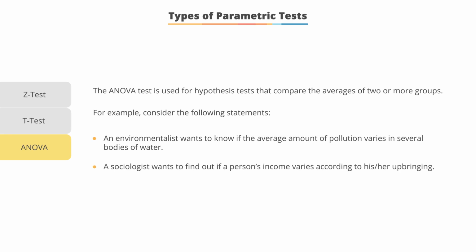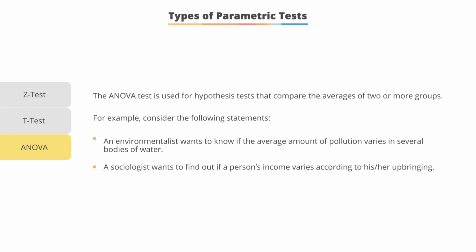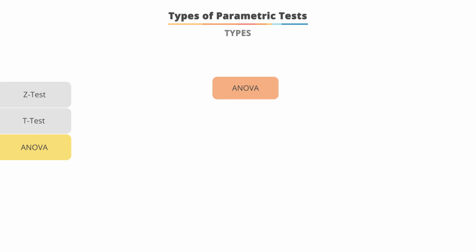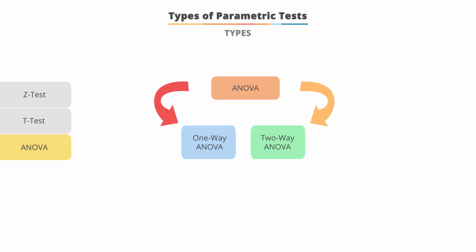Same thing, if a sociologist wanted to find out if a person's income varies according to his or her upbringing, we might have multiple groups for different upbringings, and then we want to compare and see if there's significant differences according to the person's income in those different groups. Now there are two types of ANOVAs. There's one-way and two-way ANOVAs.